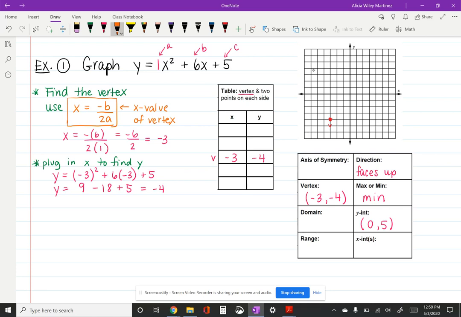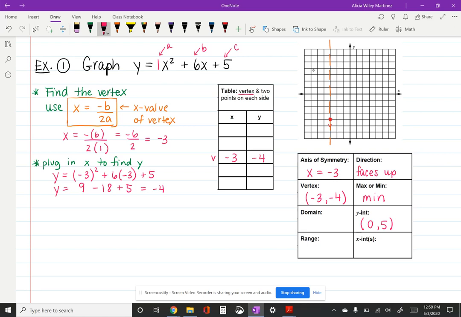Remember that the axis of symmetry is a vertical line that goes straight down through the vertex, like so. An axis of symmetry, as we've mentioned before, since it is a vertical line, will be written as an equation x equals a number. This number that it equals, remember, is always the x value of the vertex. So once you find this x value of the vertex, you also know the axis of symmetry.